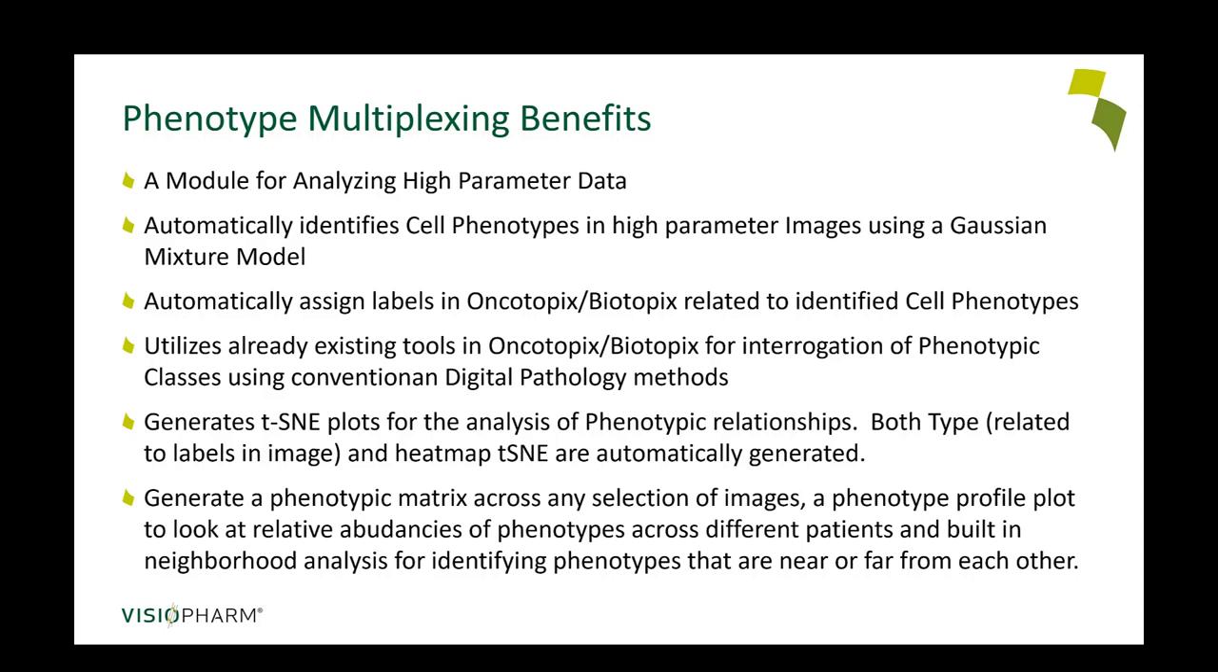But given the complexity of these high parameter data sets, there's also other tools available for the analysis of these high parameter data sets, including tSNE plots for the analysis of phenotypic relationships, both related to the type of cells or phenotypes that have been found within the image, and heat maps to show where we have the highest expression of different biomarkers within the tSNE plot, and within which individual phenotypes the different markers are highly expressed.